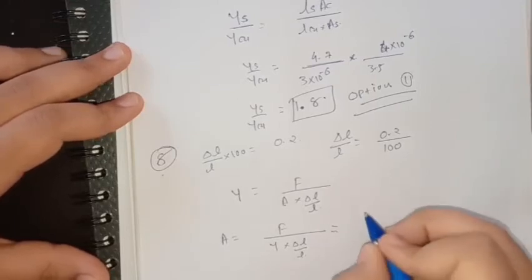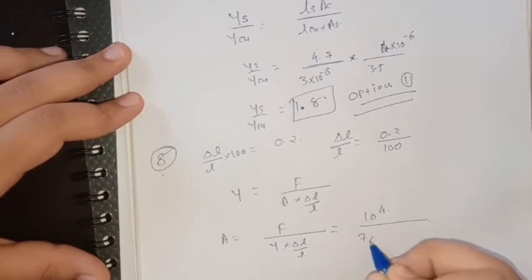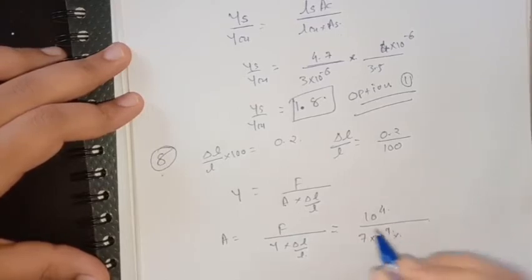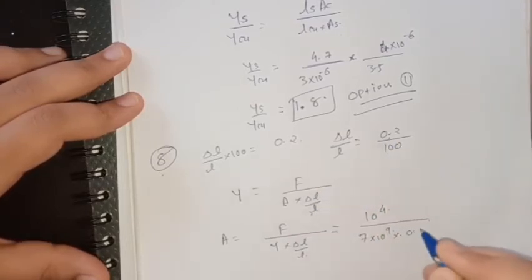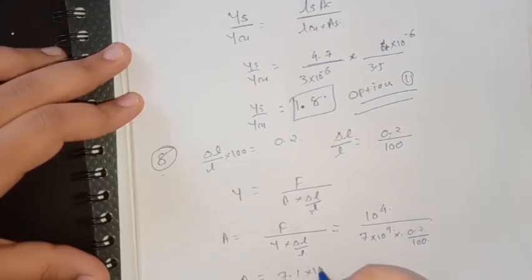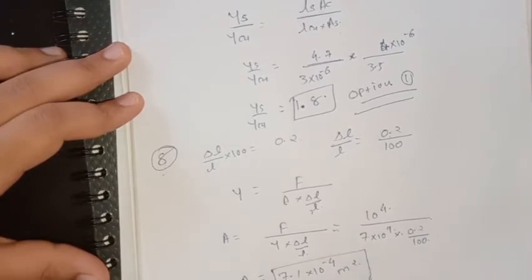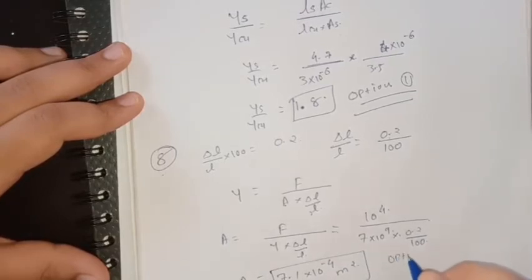Force is given as 10 power 4 Newton. The Young's modulus is given 7 into 10 power 9 and delta L by L can be written as 0.2 divided by 100. Simplify this, we will get area of 7.1 into 10 power minus 4 meter square. So option 3 is correct option.